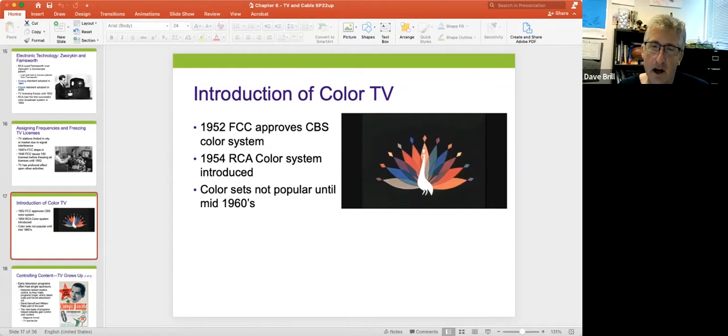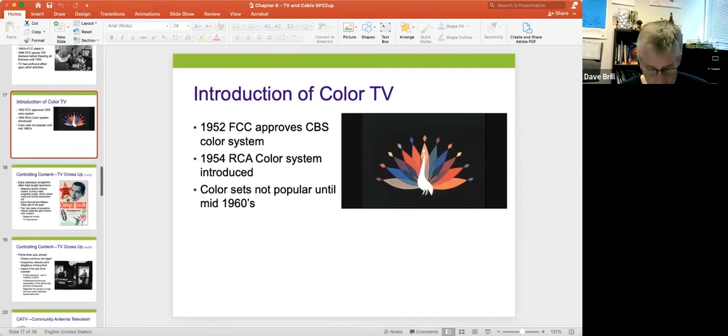Now, what's interesting is color television really didn't become widespread until the 1960s. That's why when you see 50s programming, it's by and large in black and white. But color does trace its roots back to the 1950s.